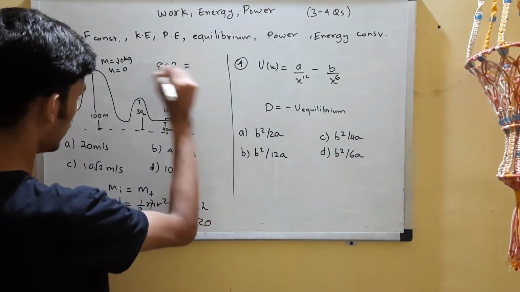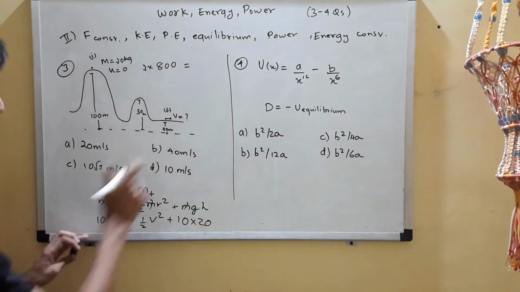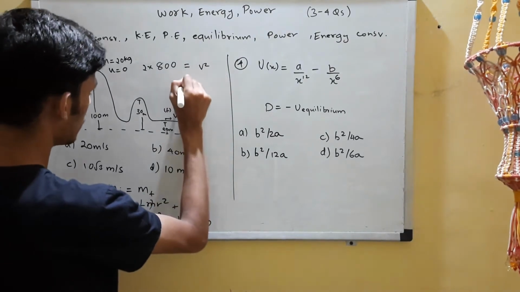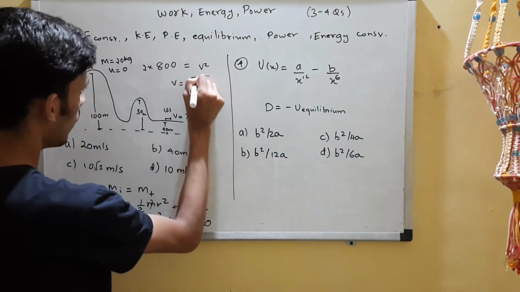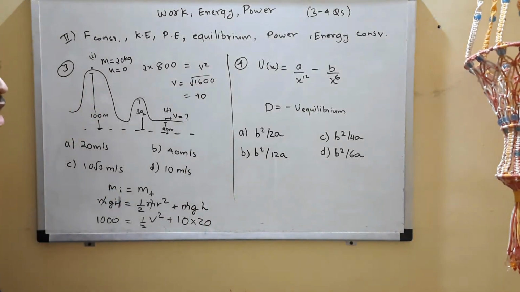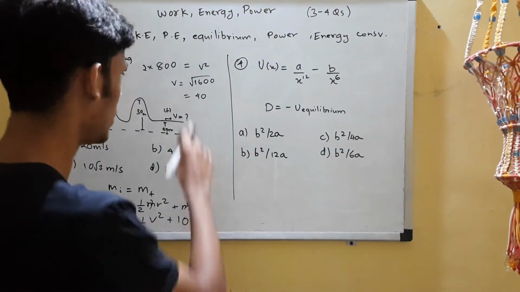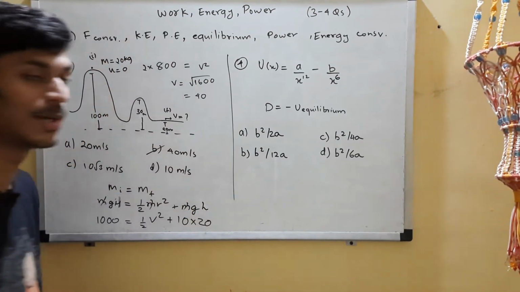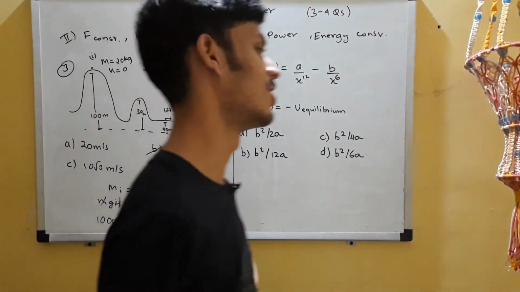800 into 2 will give you v square. v is nothing but under root of 1600, which is nothing but 40, right? 16 root is 4, so 1600 root is 40. So option B, 40 meters per second, is the correct choice over here.